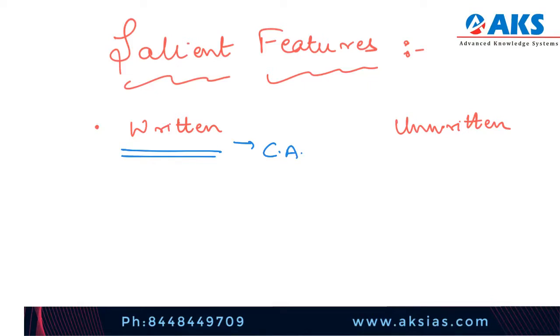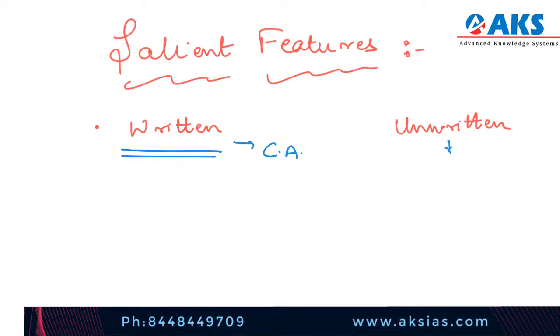What is an unwritten constitution? An unwritten constitution is one in which important laws made by the parliament are collectively called a constitution. So, for example, in UK, the parliament of UK passes different laws. Those laws themselves become the constitution. So, they do not have a particular constituent assembly to draft a final constitution.